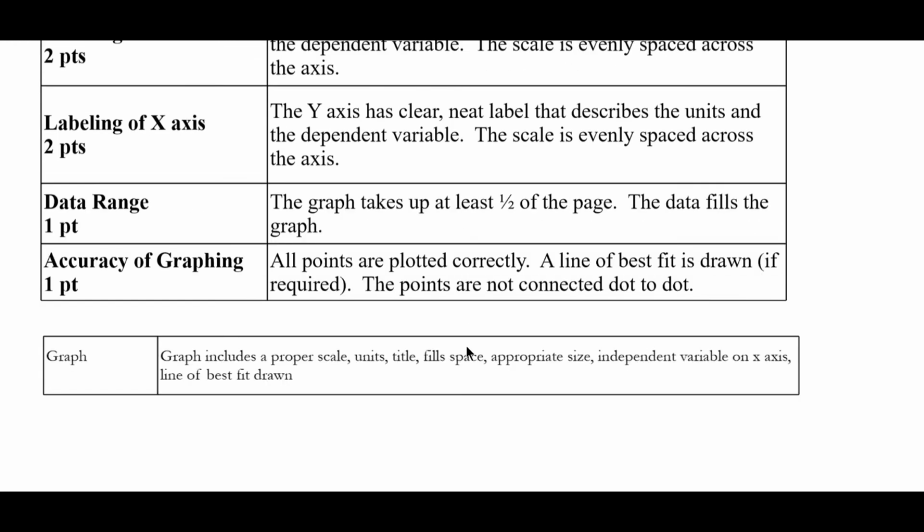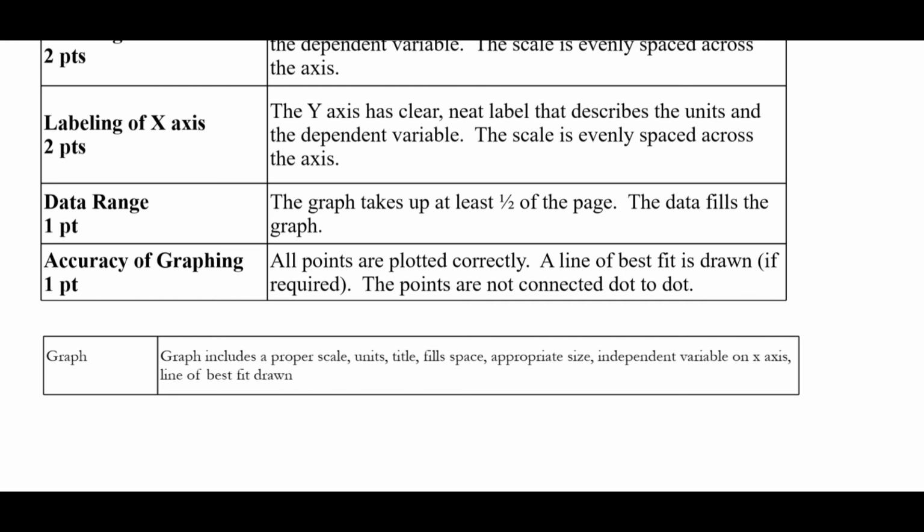Later on, when we're including the graph as part of a larger lab report, it's all going to be combined here, and it's going to have similar wording. Does it have the right scale? Does it have units, title? Does it fill the space? So does that mean, does the data fill the graph? Is it appropriate in size, half the page? Do you have your independent variable on the x-axis, and is your line of best fit drawn?